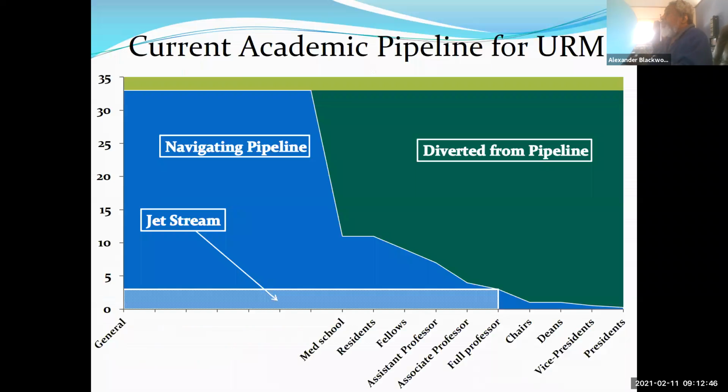This is a representation of the pipeline and what's basically happening. If you look at the far right, the number of full professors you can have is limited by the number of associate professors, which is limited by the number of assistant professors. By the time you get to medical school, you're somewhere between 9 and 13%, and with the attrition, you can never achieve equity, because there's just not enough people entering. Why aren't they? What's the limiting factor? Next slide.